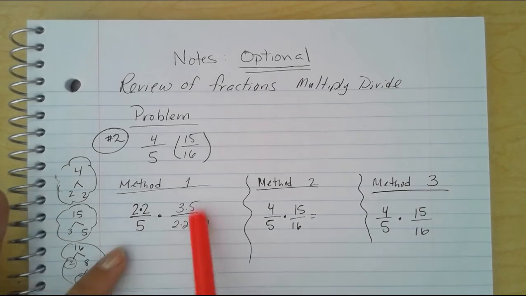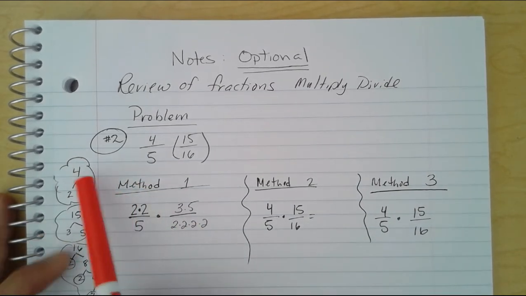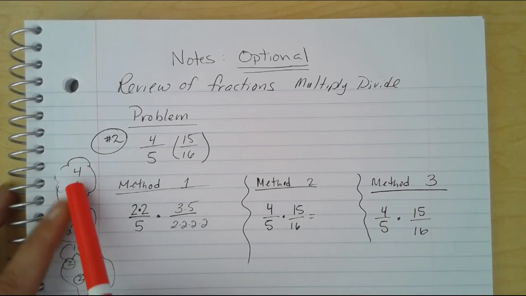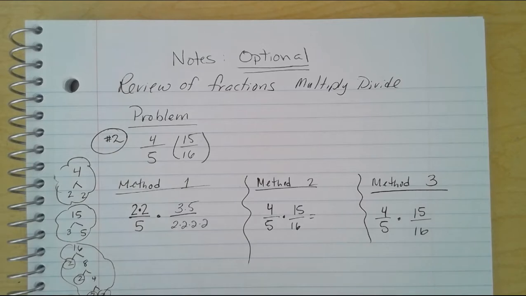The packet goes over this method where you take each number and break it down to its primes. To break it down to its primes, you need to do those little factor trees. 4 is 2 times 2. You stop when it becomes a prime number. Those numbers came here. 15 and 16.